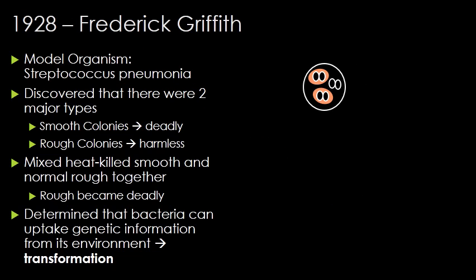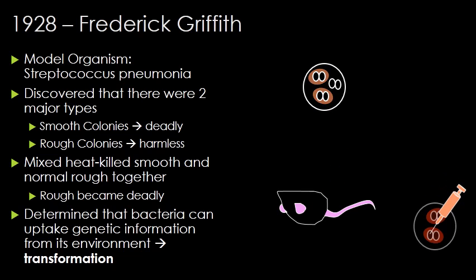So then he tried mixing some of the heat-killed smooth and the normal rough together and injected that into a mouse. What he determined then was that the mouse died. So this was really strange. You took something that was harmless and something that was harmless, and you mixed them together to produce something that was deadly. When he actually extracted the blood from the mouse that had died, he found that there was smooth. The rough bacteria had become the smooth bacteria.